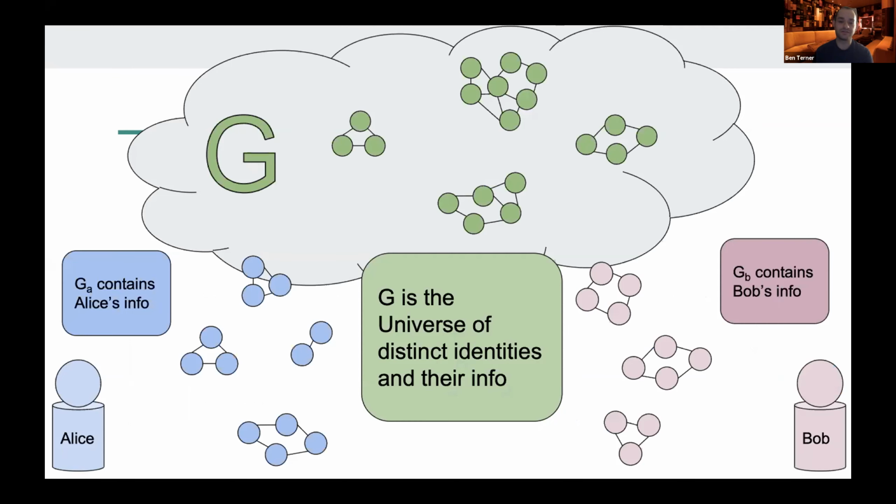Now we can imagine that there's some big graph G in the sky that represents the universe of all distinct identities and all of their information. And we do have to assume that there are non-overlapping sets of information. Okay, so once we've represented our databases in this way, we're going to construct a protocol that allows us to assign primary keys or unique identifiers to all of the identities in the two parties' graphs.